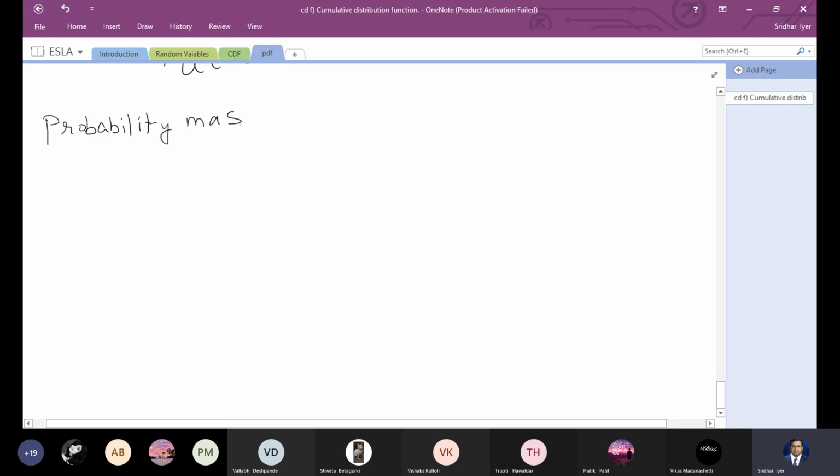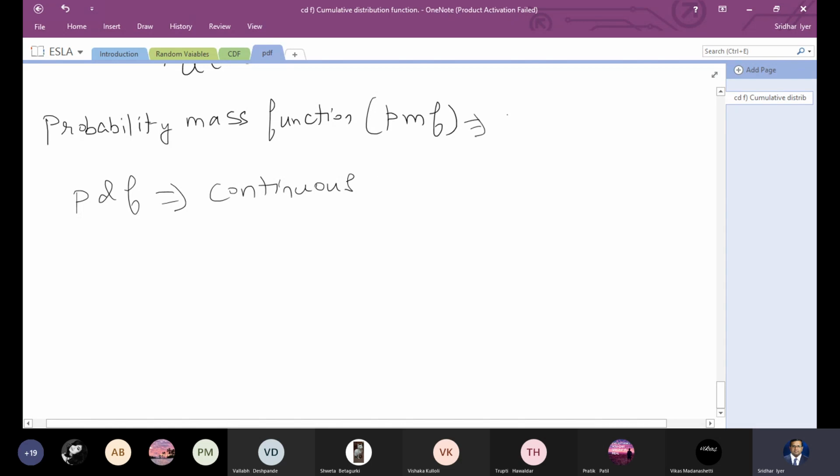Probability mass function, or in short PMF. This is the same as the PDF. The only difference is that the PDF is used when the random variable is continuous, and the PMF is used when the random variable is discrete. Right? So in the introductory lecture, I had explained to you the difference between a continuous signal and a discrete signal.